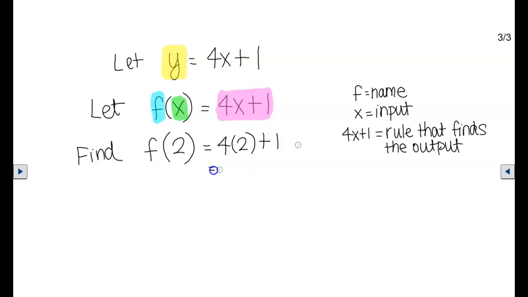So you would do 4 times 2 is 8. And then 8 plus 1 is 9. Now I want to point out something here. I want to make sure this is crystal clear. This number right here, the answer that I got, that would be an output. So that number is a y value. So this is telling me that when 2 is my x value in this function, it will connect with a y value of 9.